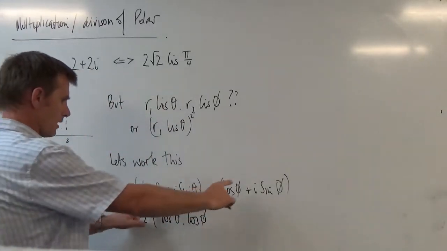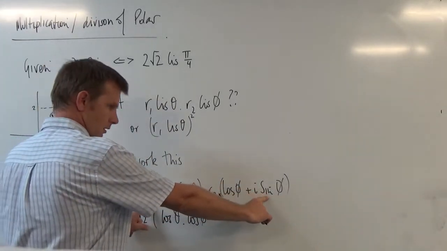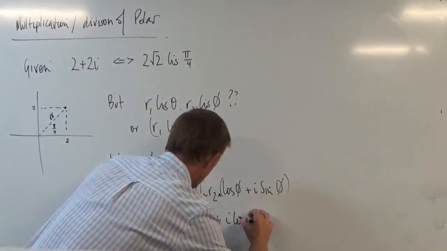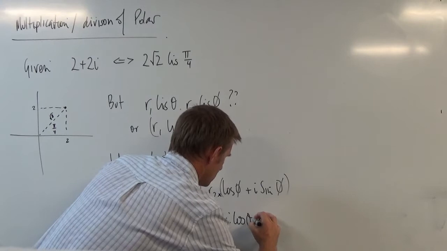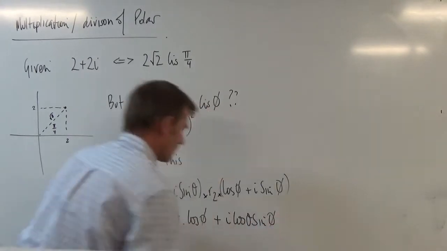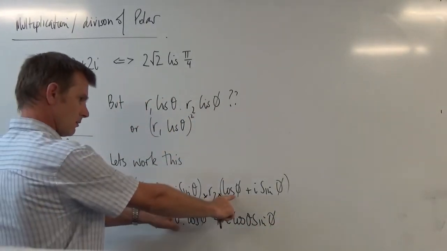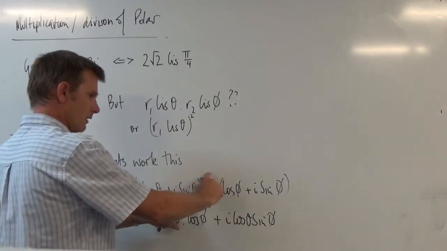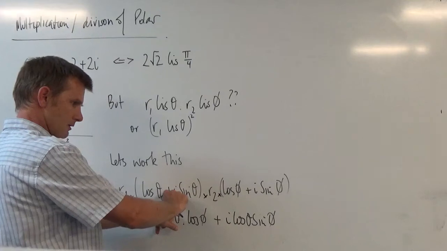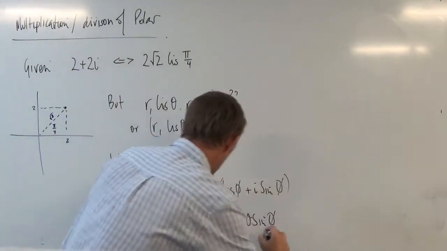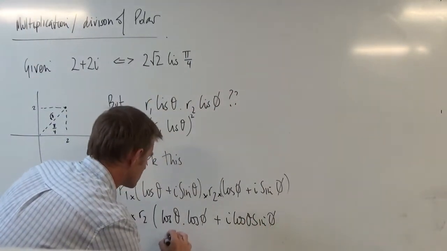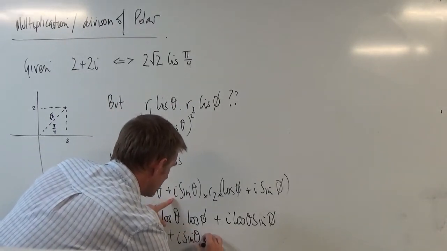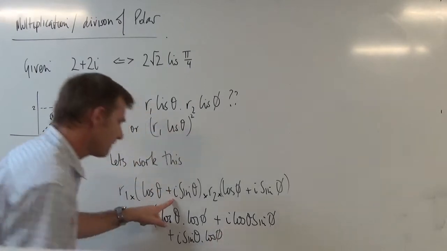And then I'm going to get cos theta i sine phi. This is going to be pretty long. Cos theta sine phi. And then here I'm going to get sine theta cos phi, and it's going to be imaginary as well. So I think this will squeeze in. I'll try and squeeze it in here. So it'll be i sine theta times cos of phi.